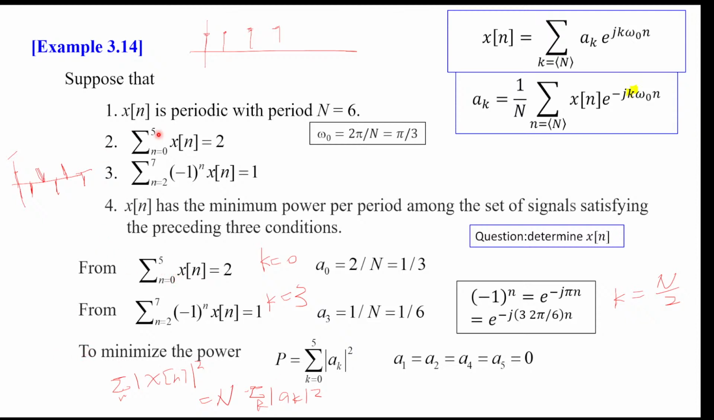But there's no restriction on a1, a2, a4, a5, and that's because if you think about this transformation between ak and x[n] as a linear transform, then each of the linear equations is actually independent of the others. So if you fix a0 and a3 with those two equations, you still have total freedom with your a1, a2, a4, a5. Okay.